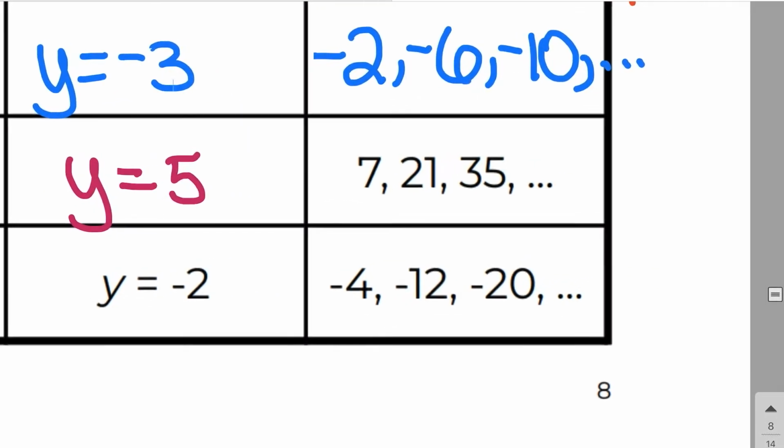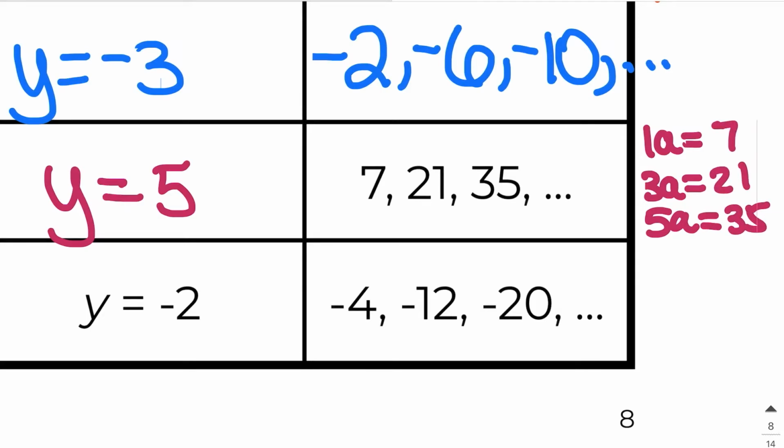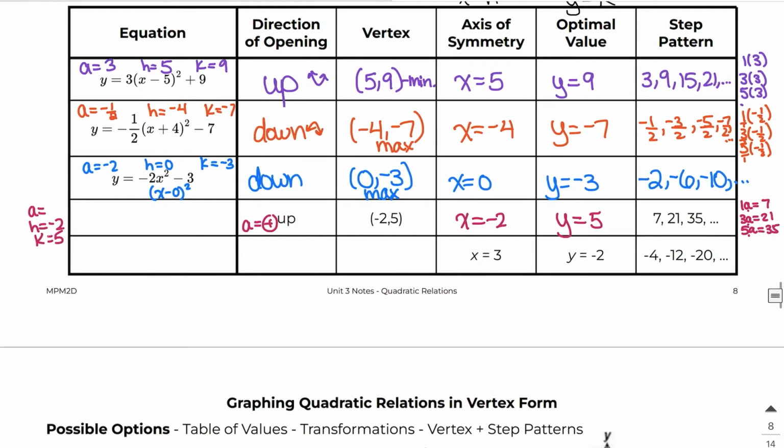The last thing I need is the actual A value. So we know here the step pattern is always going to be 1A, 3A, 5A. So we know 1A is 7, 3A is 21, 5A is 35. Divide all of these through to solve for A. So I would divide by 1 here, divide by 3 here, divide by 5 here. Each one of these tells us that A is positive 7.